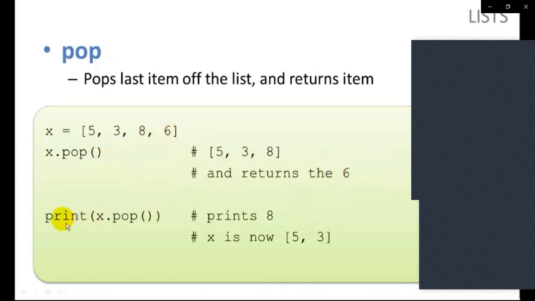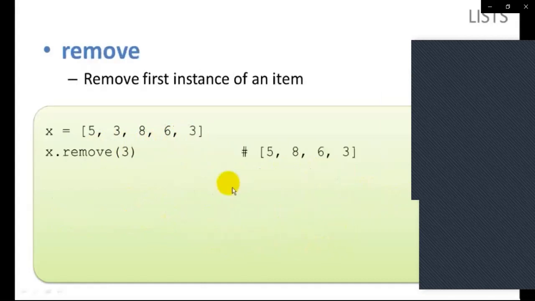The pop function pops the last item off the list and returns it. So if we want to, let's say, print an item as we pop it off the list, we can say print x.pop, and it will print the last item on the list. And the new list will have one less item in it. Remove is going to remove a specific instance of an item. So if we want to remove 3 from this list, we can put x.remove 3, and it will remove the first 3 that it finds.